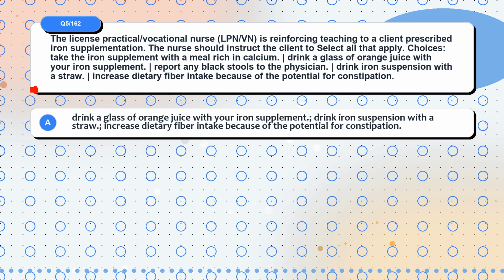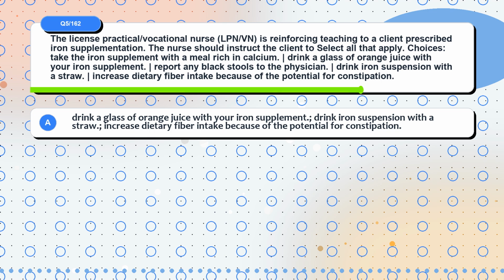Question 5. The licensed practical/vocational nurse, LPN/VN, is reinforcing teaching to a client prescribed iron supplementation. The nurse should instruct the client to select all that apply. Choices: take the iron supplement with a meal rich in calcium. Drink a glass of orange juice with your iron supplement. Report any black stools to the physician. Drink iron suspension with a straw. Increase dietary fiber intake because of the potential for constipation.